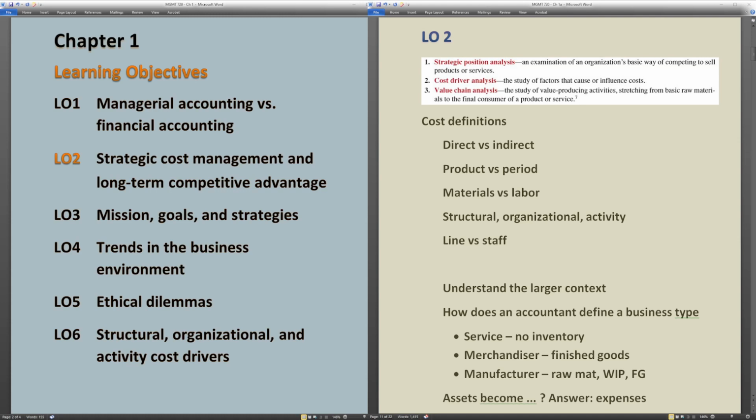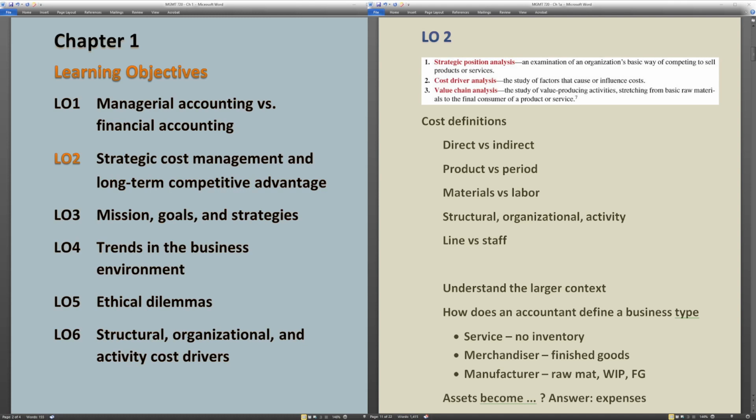And that is a managerial accountant's typical area of work: how to manage costs. And if you want to be able to manage costs, there are going to be many different ways you look at costs. So one of the more important things about managerial accounting, which is also called cost accounting, is to look at the different types of cost definitions. Previously, you may have seen definitions such as direct versus indirect costs, product versus period costs, materials or labor. And here we're going to talk a little bit about structural, organizational, activity, and line versus staff.